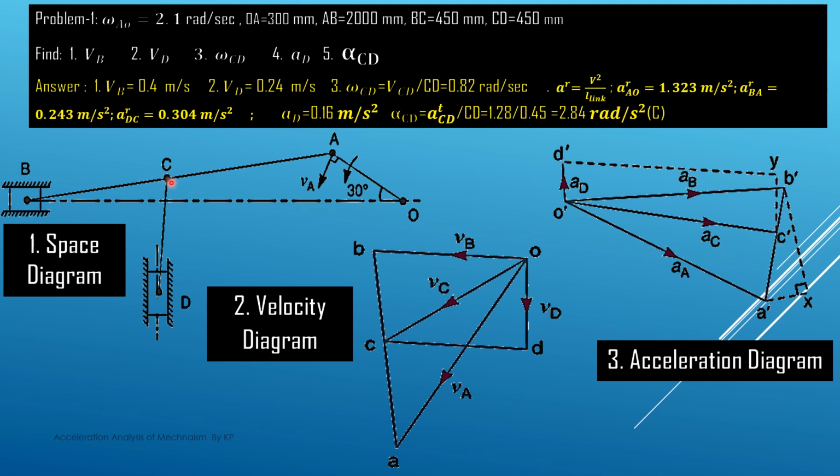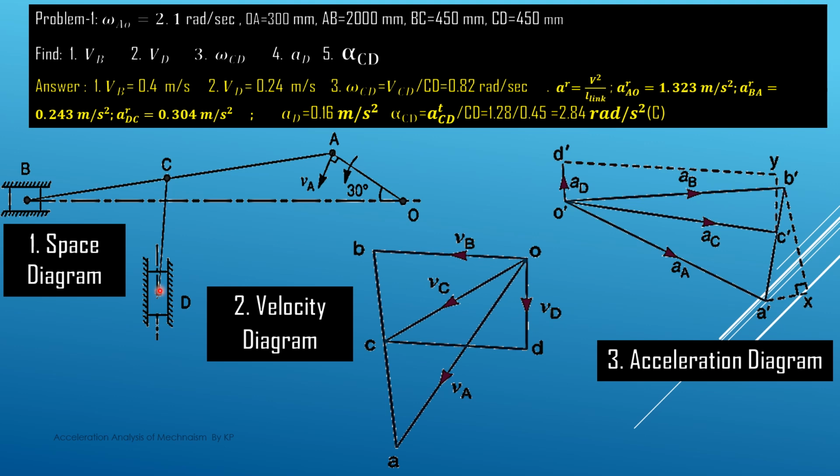In the ratio in which the C point divides the BA line in the space diagram, in the same ratio C dash divides this B dash A dash line. This way we can locate the C dash point. We join O dash with C dash, and this gives the acceleration of this C point. Now from C point we have to move to the D point.